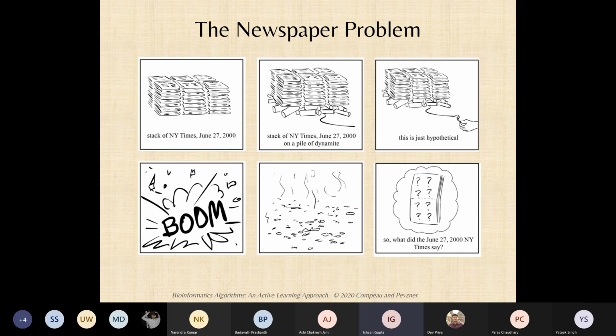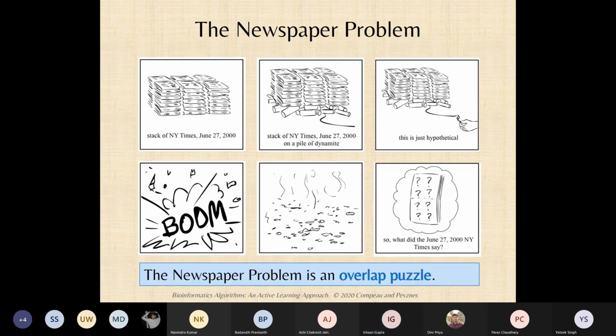So why am I talking about this problem? Because some of you might have guessed the newspaper here is an abstraction for a complete DNA molecule or the genome. Multiple copies of these newspapers represent multiple cells from which this genome might be extracted. And the fact that you are blowing up these newspapers, which gives you random pieces of paper, is similar to the act of DNA fragmentation of these multiple copies of genomes.